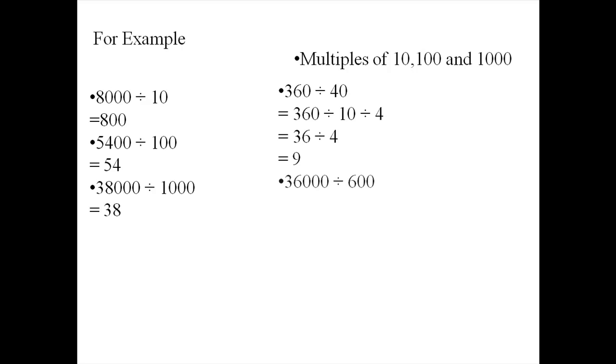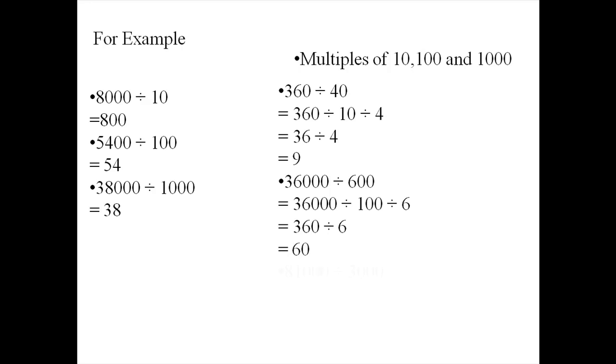Next number is 36,000 divided by 600. Here I have split 600 into 100 and 6. So when I divide 36,000 by 100, I get 360 divided by 6. When I divide 360 by 6, I get 60.